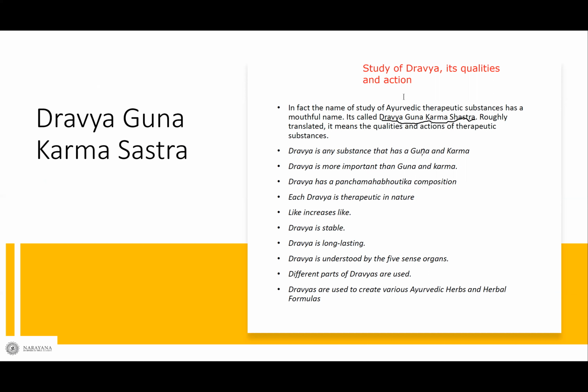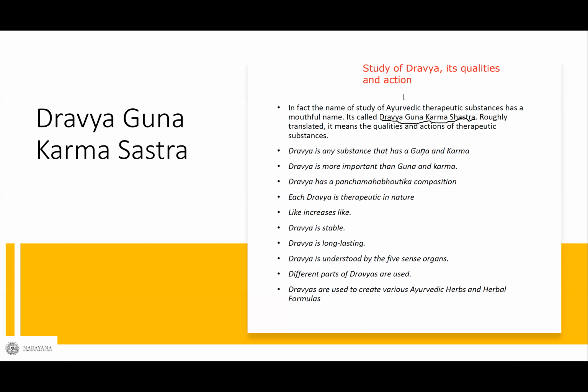Dravya is anything that has a quality and an action. Let me give you an example. Let's say you have chili powder, and its property, its guna, is that it's very sharp and very spicy. That is the guna, the quality of the chili. Then what is going to be the action of the chili because of this sharpness and heat?